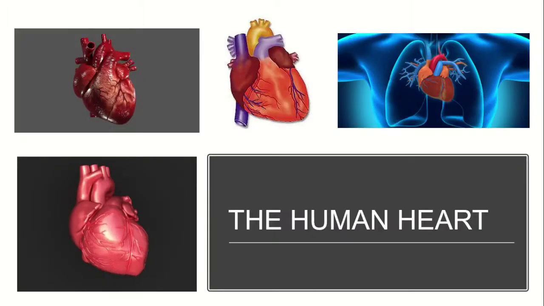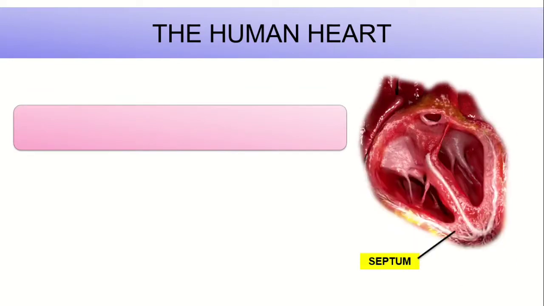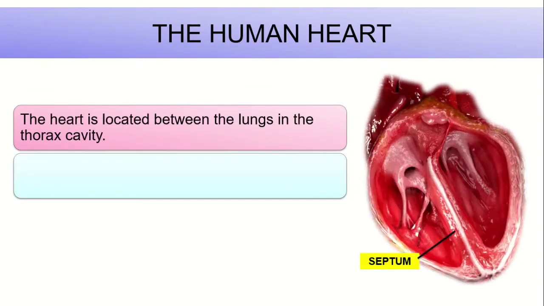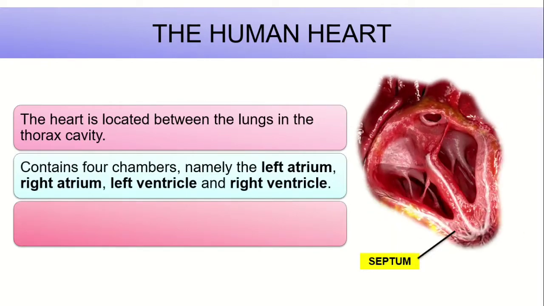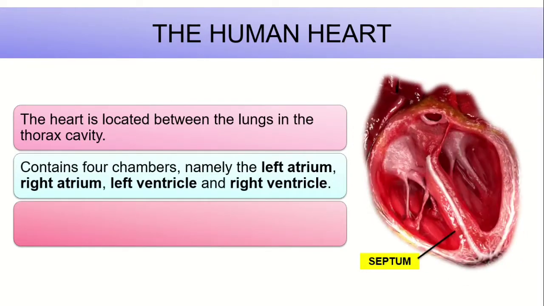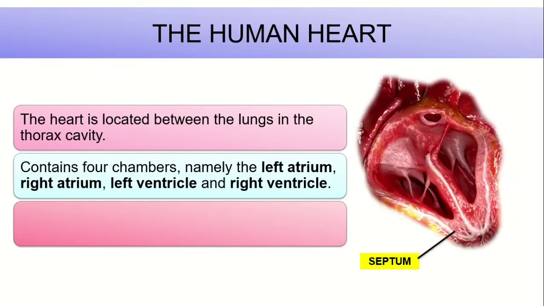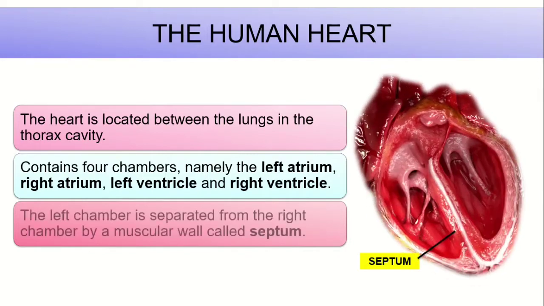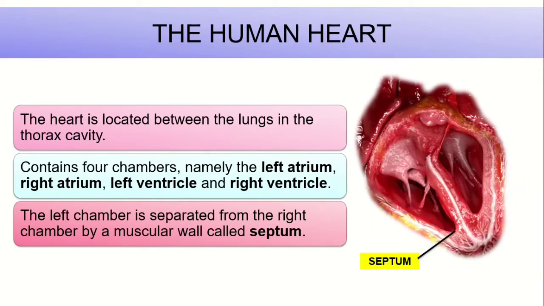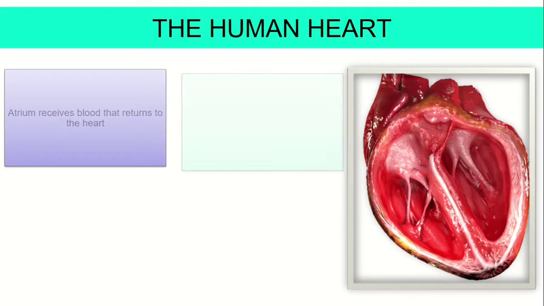In detail, we are going to discuss the structure of the human heart. The human heart is located between the lungs in the thorax cavity, and the human heart consists of four chambers, namely left atrium, right atrium, left ventricle and right ventricle. The left chamber is separated from the right chamber by a muscular wall called the septum.